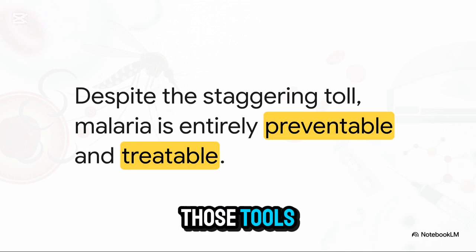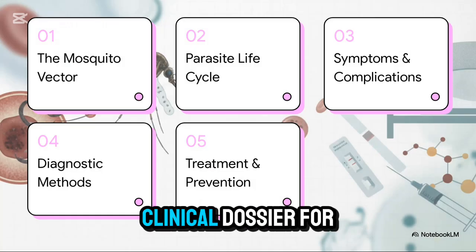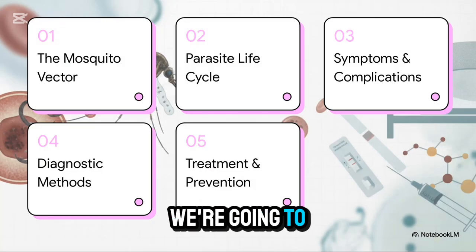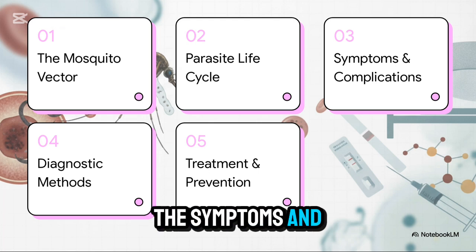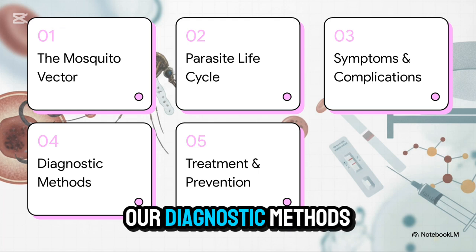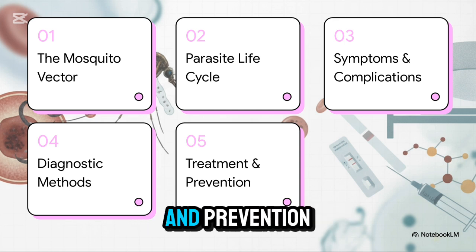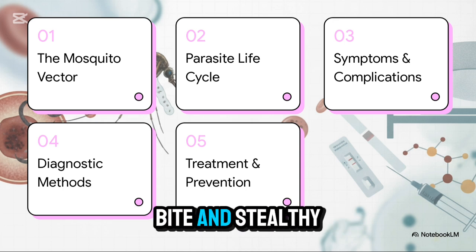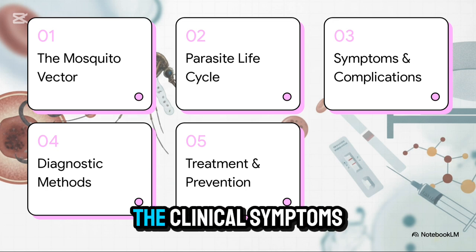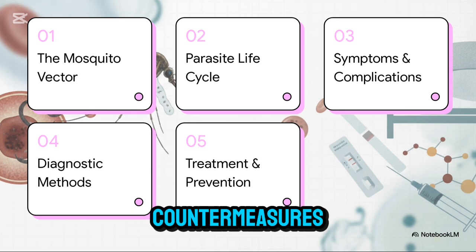to deploy those tools. So here's our clinical dossier for today. We're going to cover the mosquito vector, the parasite's life cycle, the symptoms and severe complications, our diagnostic methods, and finally, treatment and prevention. Basically, we're tracking this chronologically, from the initial bite and stealthy multiplication right through to the clinical symptoms and our medical countermeasures.